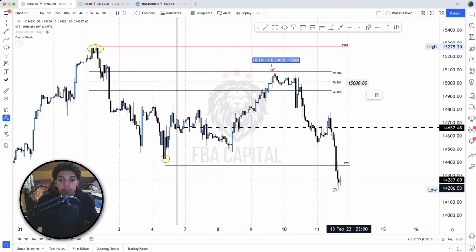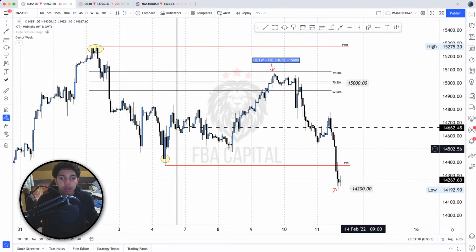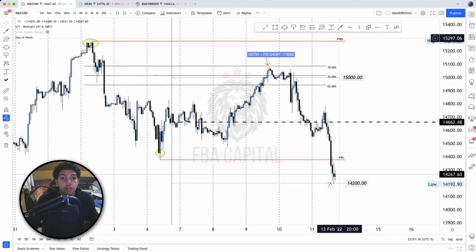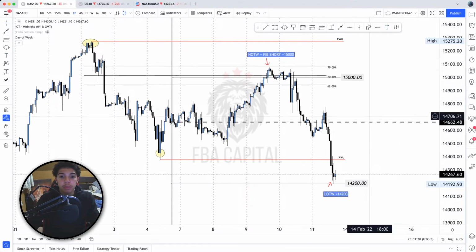Right here. I'm going to just put it right there. 14,200. Just like that, we ended up making the low of the week right there. And then what also did we do? We ended up trading right below that previous week's low. So we got the low of the week after trading below the previous week's low at a big figure level. So low of the week plus 14,200. So this is overall a good example of a bearish week right here.